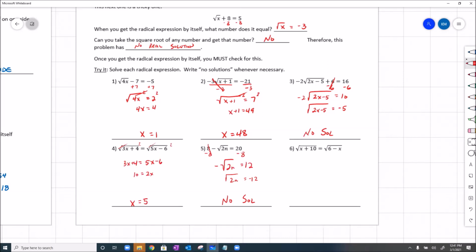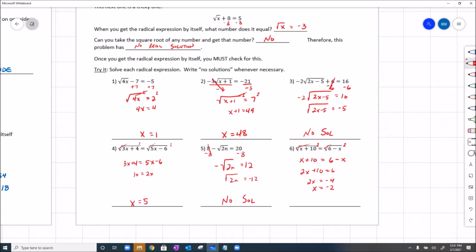Okay, and then finally we have radical x plus 10 equals radical 6 minus x. Again, square roots are by themselves on each side, so I can square both sides. We get x plus 10 equals 6 minus x. I'm going to add x to both sides. That gives me 2x plus 10 equals 6. Subtract 10 from both sides. 2x equals negative 4. And then divide by 2, I get x equals negative 2.